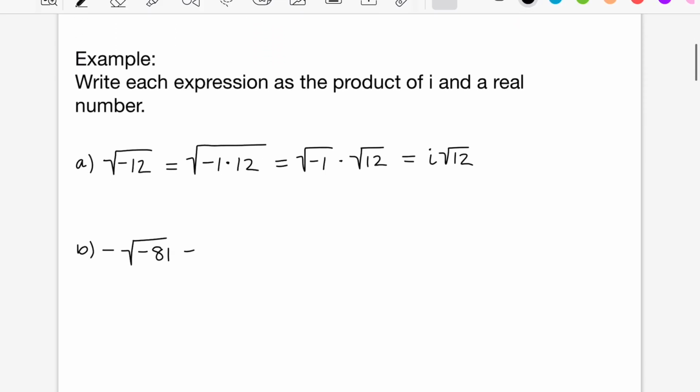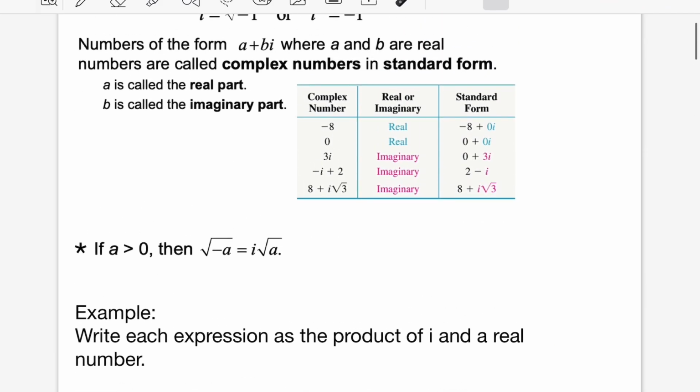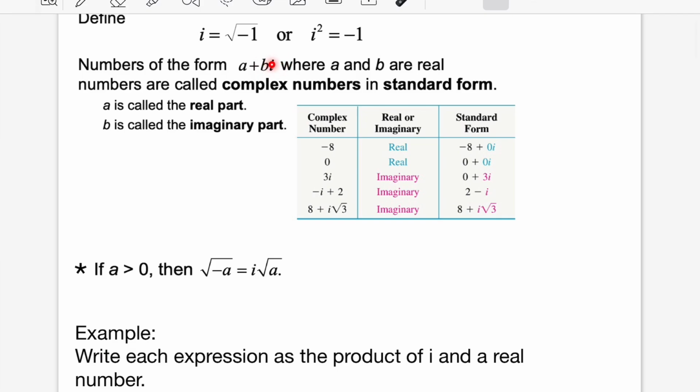Similarly, for this example here, we can do the same thing. This negative is going to stay out front, but we have -1 times 81 in our radical. So we'll get negative. All right, and then this negative is going to stay out front, and we know that the square root of -1 is i. We also know that the square root of 81 is 9. And so we would write this as -9i. So that's just the form that we would write it in. Our imaginary part here is always our number and then times i.